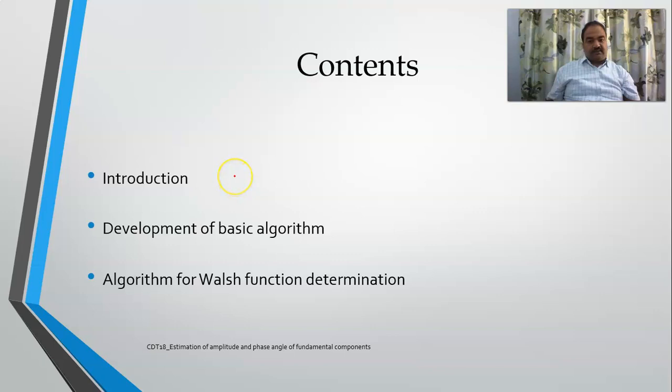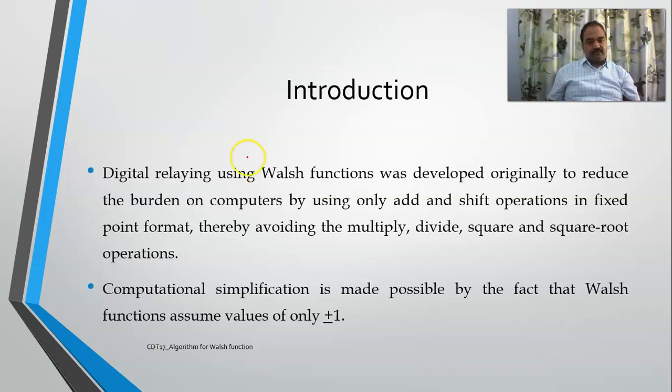So I'll start with the basic contents. Digital relay using Walsh functions was developed originally to reduce the burden on computers, just by adding and shifting operations in fixed point format. So to reduce the burden of multiplying, dividing, squaring and square rooting. All these operations were reduced with the help of these Walsh functions when compared to Fourier coefficients.